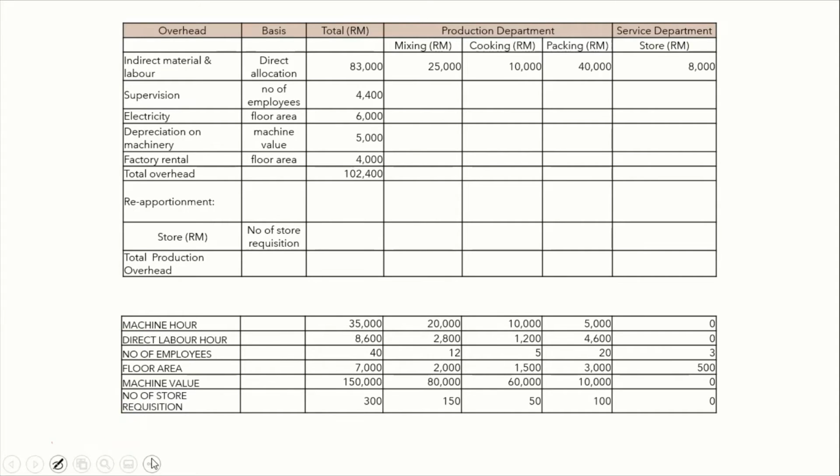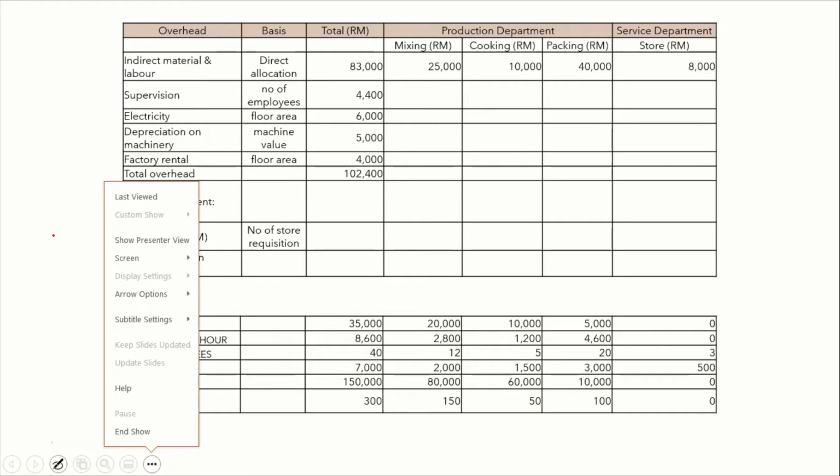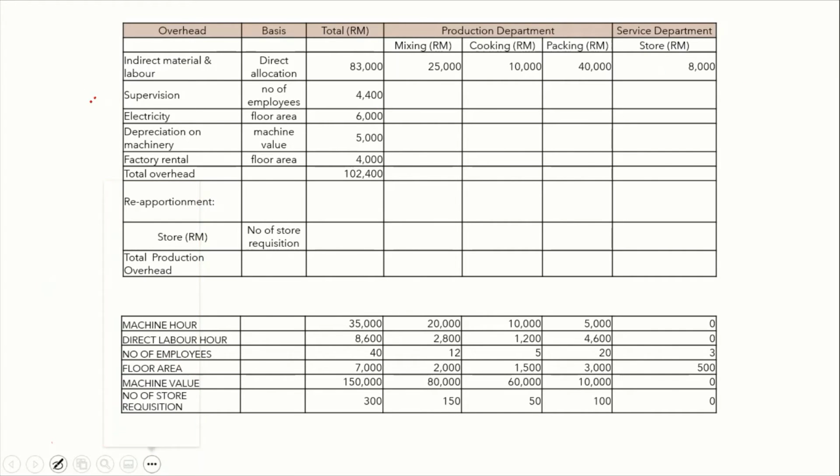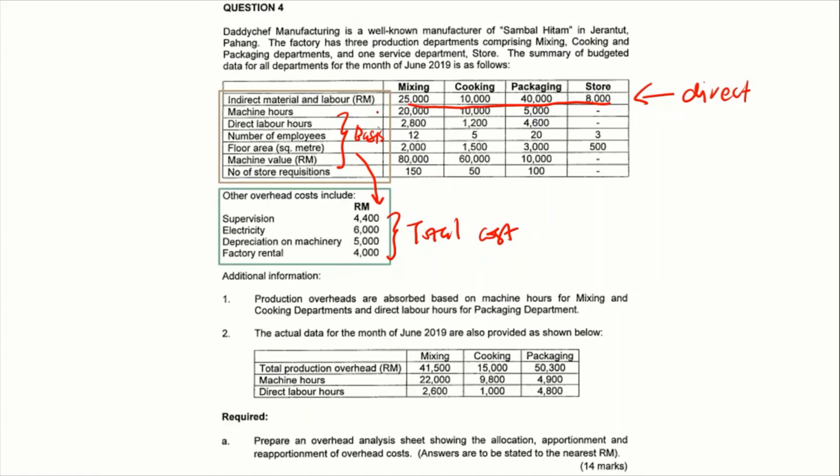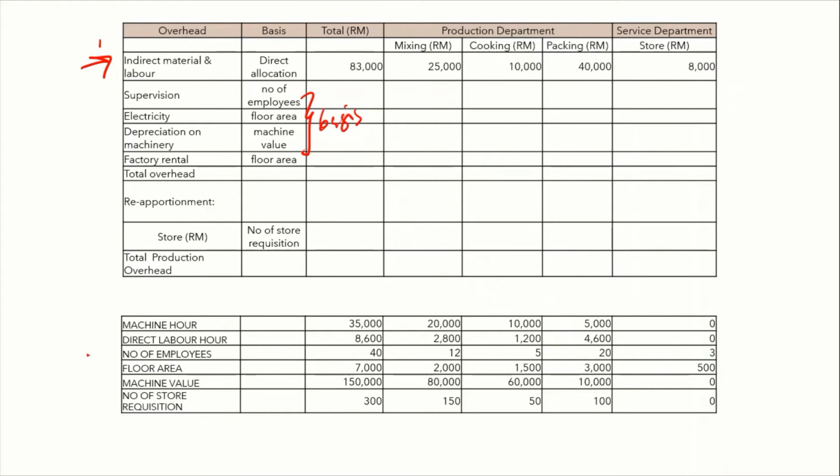I'll show you an example for one row. I'll choose supervision, which depends on the basis of number of employees. Number of employees is here. This table below is also given in your question. See the basis table. The amount is also given. I've just transferred it into another table for me to easily view the amount.